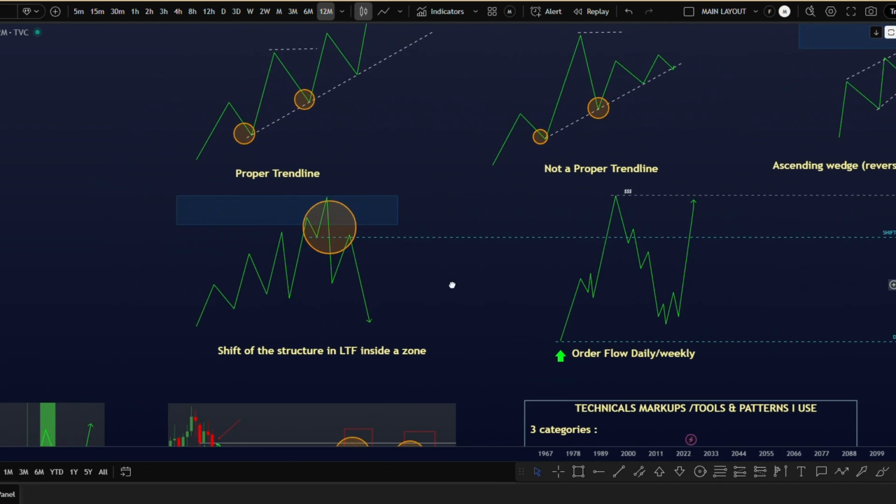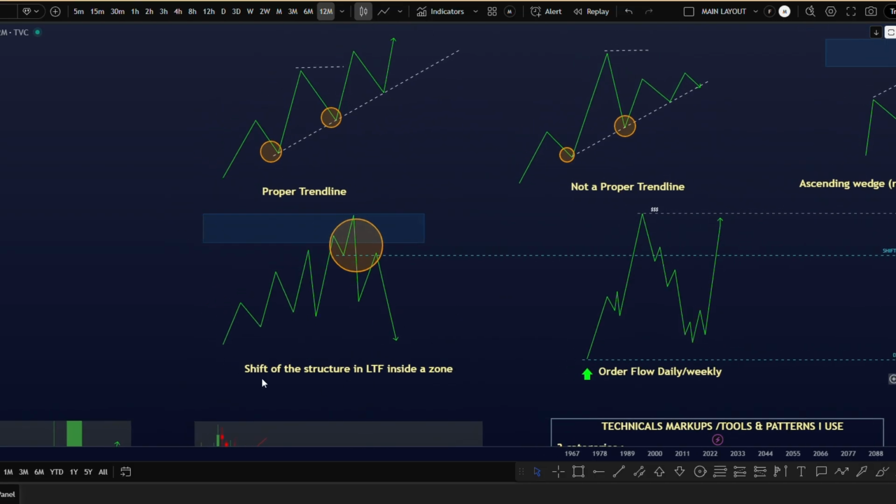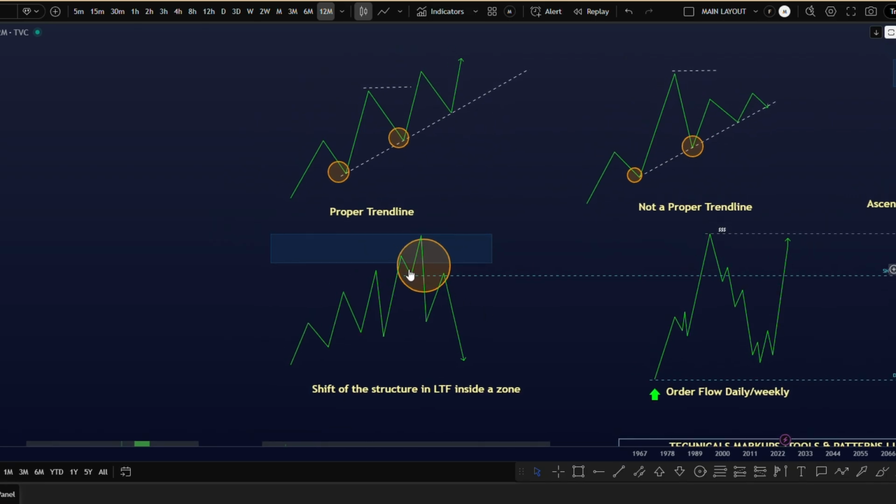The next tool I like to use is shift of structure. Shift of structure is just like a signal entry. Yes, it is a signal entry for me. I like to use it when I want to confirm an entry, usually happening in a zone.